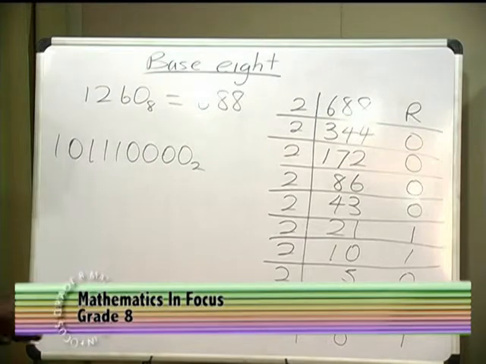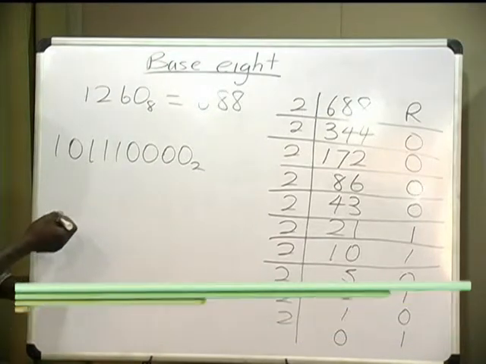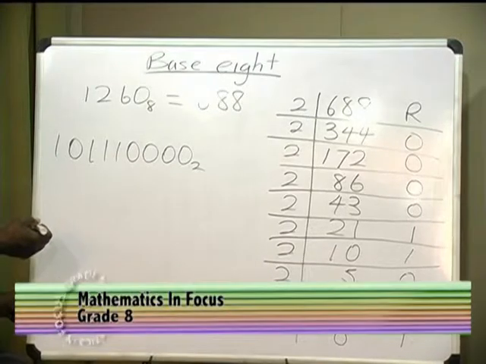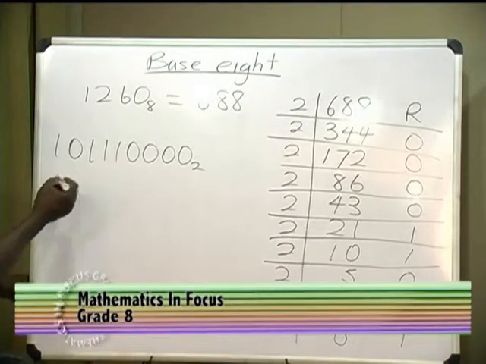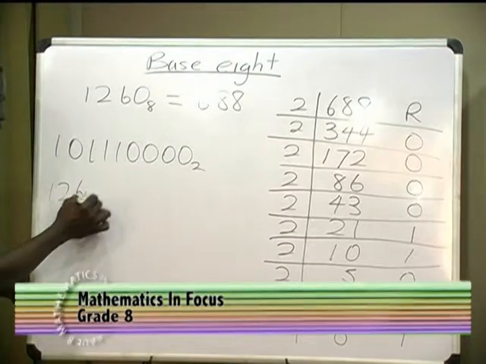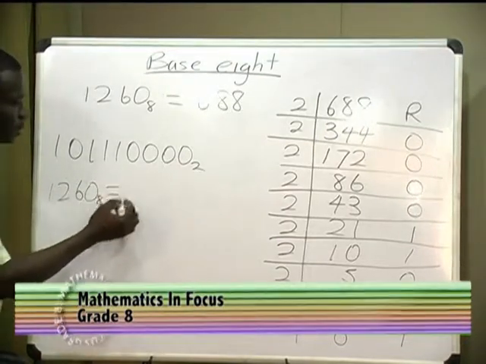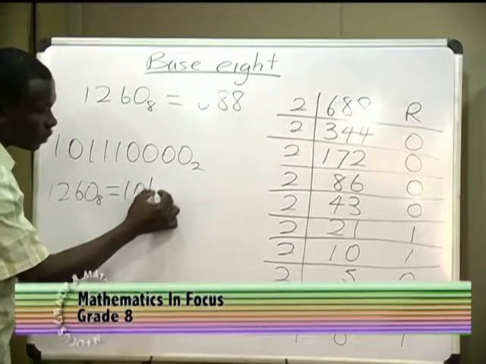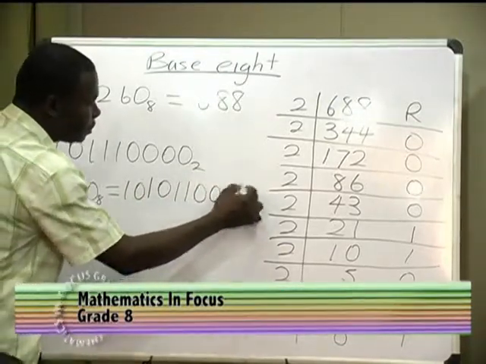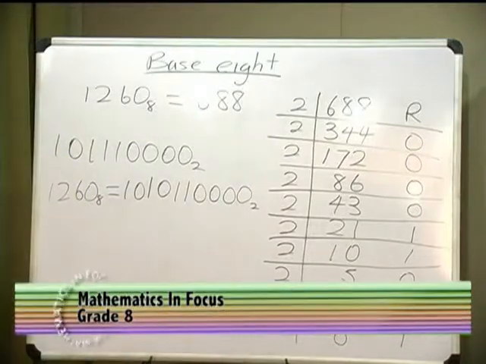So we have there something slightly different to what Harish has, and I hope, Harish, you see where you went wrong. You saw where you went wrong? Good. So we have the answer as 1, 2, 6, 0 base 8 is equal to 1, 0, 1, 0, 1, 1, 0, 0, 0, 0 base 2 as our answer.